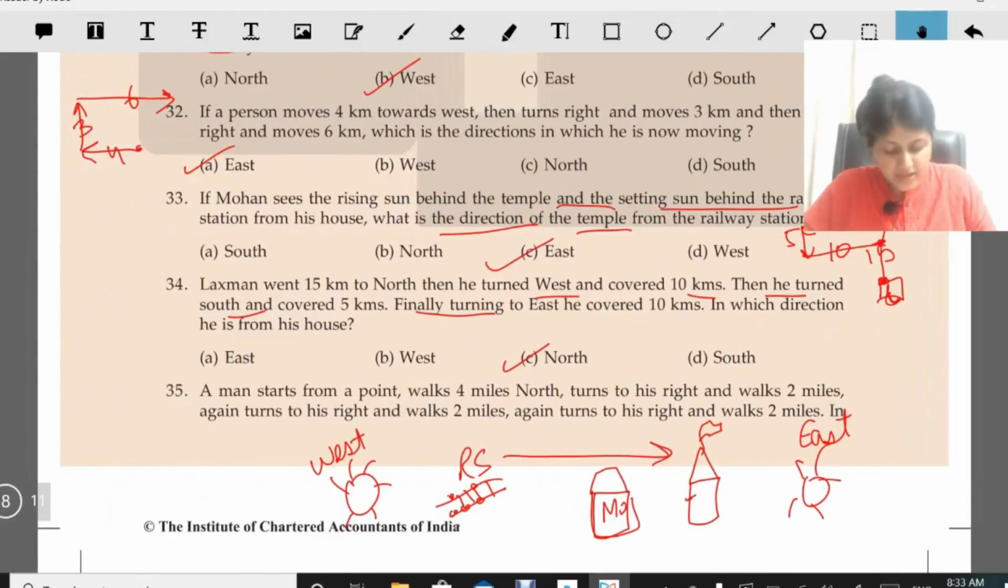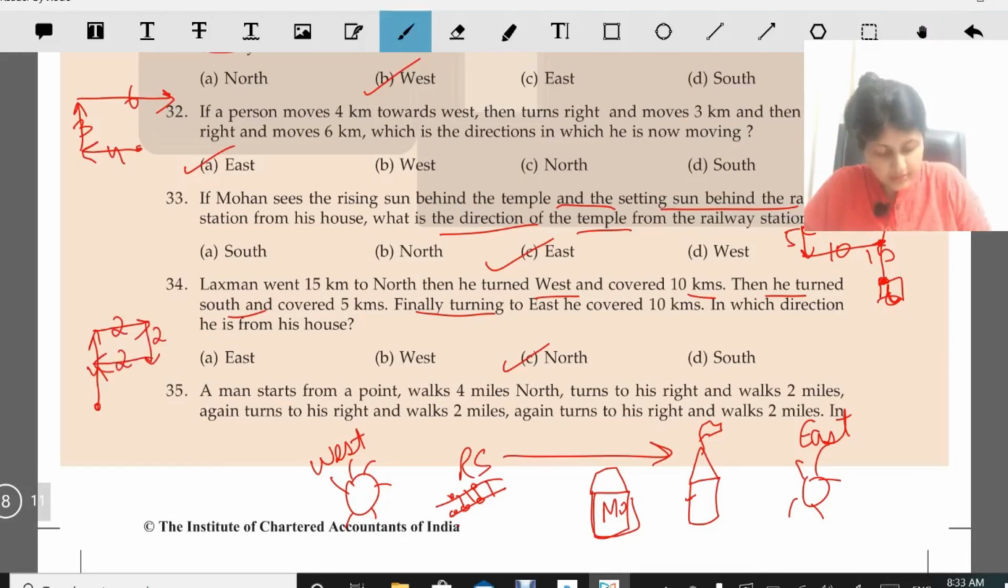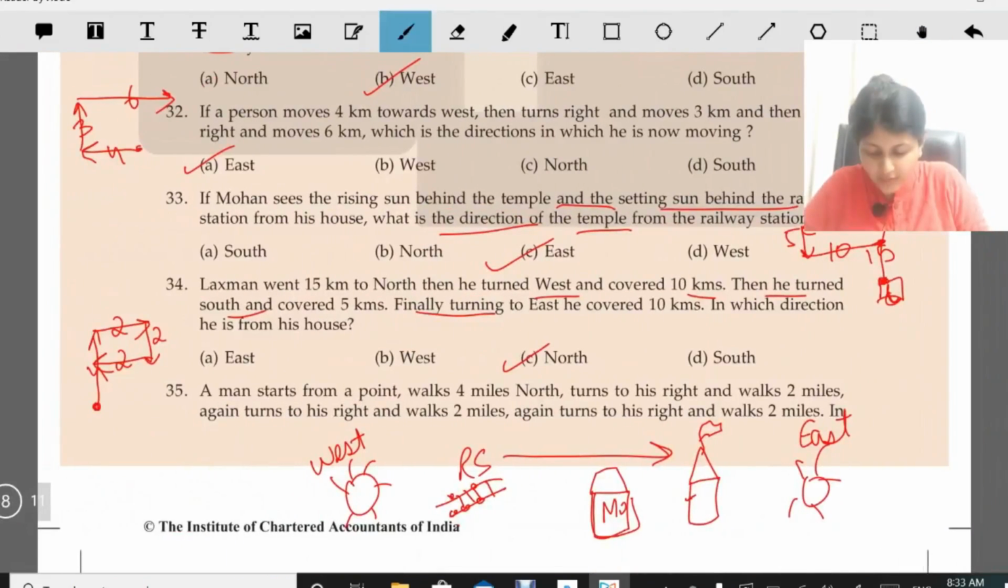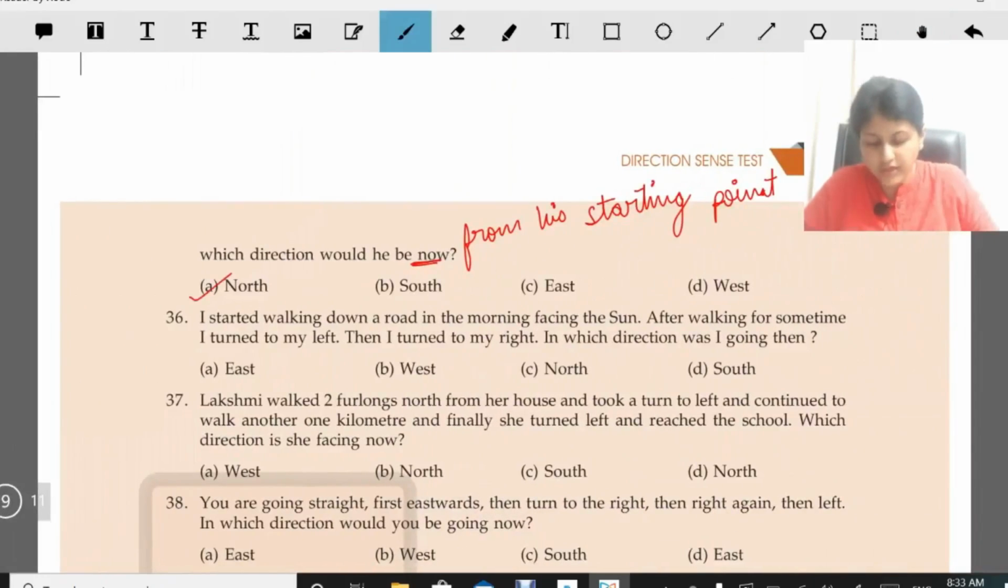A man starts from a point and walks 4 miles north, turns to his right and walks 2 miles, again turns to his right and walks 2 miles, again turns towards his right and walks 2 miles. In which direction would he be now from the starting point? Starting point is here and he is in which direction from the starting point? He is in the north direction.